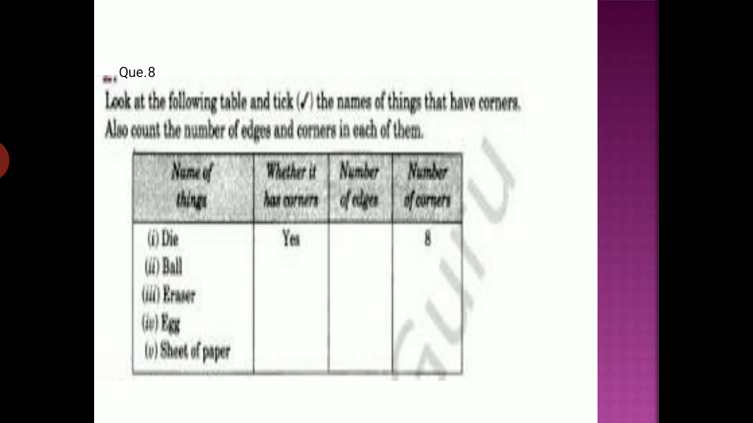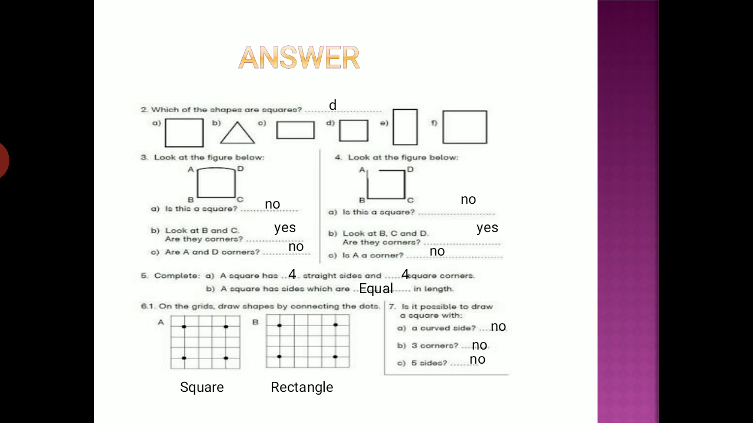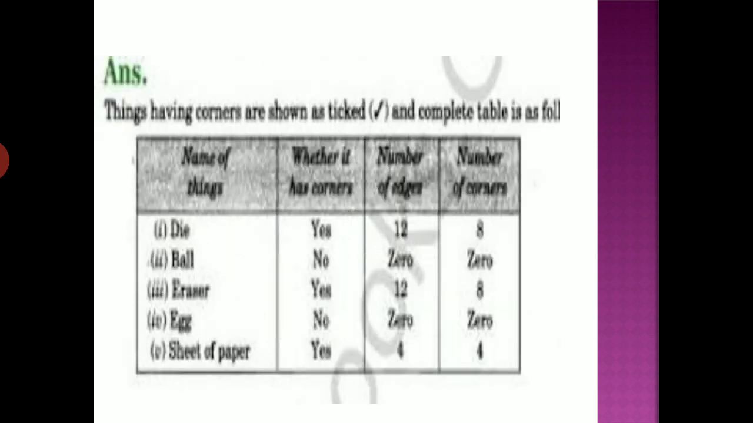Now sheet of paper. It has corners? Yes. Sheet of paper may be a square or rectangle, but both will have corners. How many edges? Only 4, both rectangle and square. And number of corners? They are also 4. Now check your answers from here, whether you have done it correctly or not. Do this exercise in your notebook. This is the answer for question number 8.